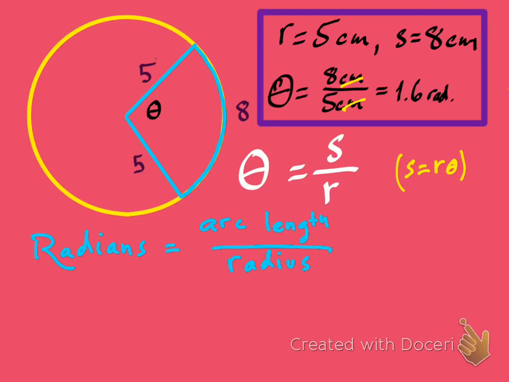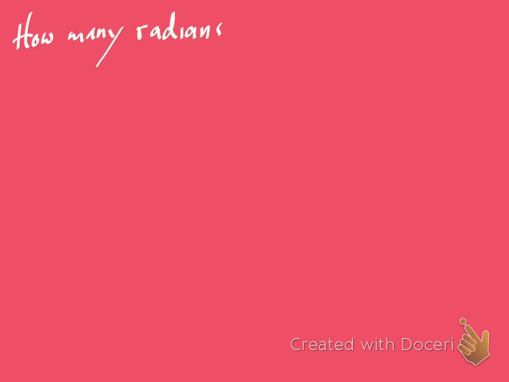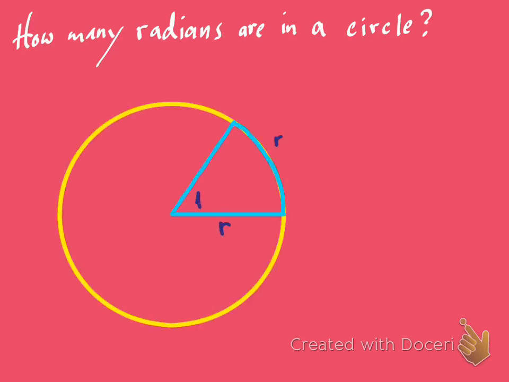Okay, so instead of going down the formula path, what we're going to do is answer this very important, basic question. How many radians are there in a circle? Okay, well, we know there's 360 degrees, but how many radians are there?